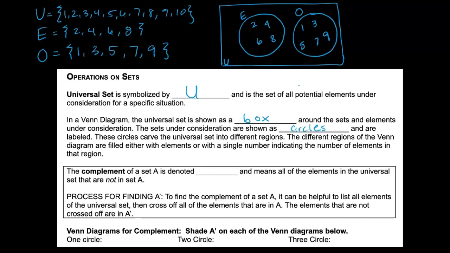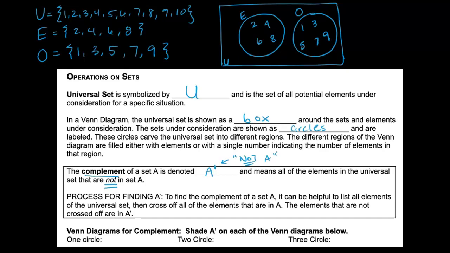So now that we know how to draw a Venn diagram, this is just one example, let's talk about how to find the complement. The complement of a set A is denoted A with an apostrophe. So anytime you see an apostrophe, just think complement. It means all of the elements in the universal set that are not in set A. I always tell students, when you see the apostrophe, just think of the word not. So every time you see it, just think to yourself, not A. That's just a really quick way to think of it.